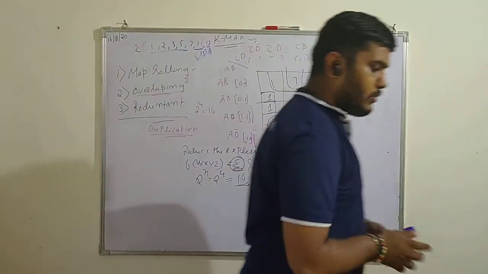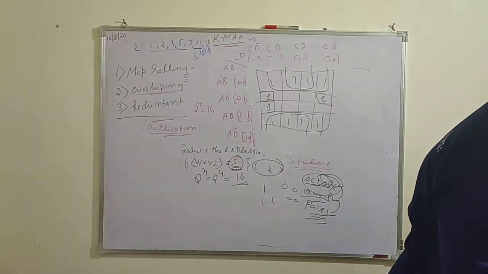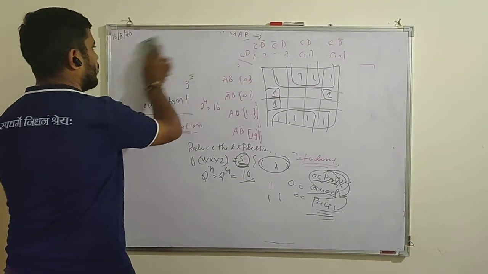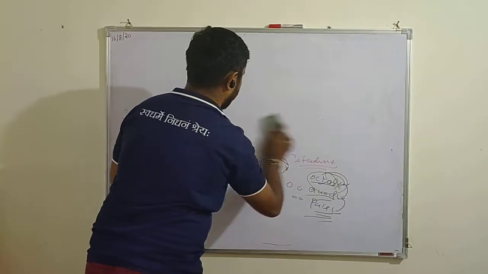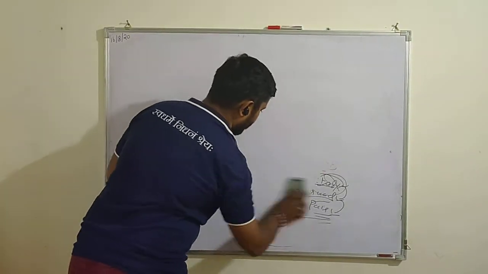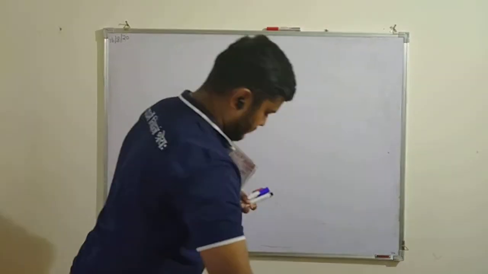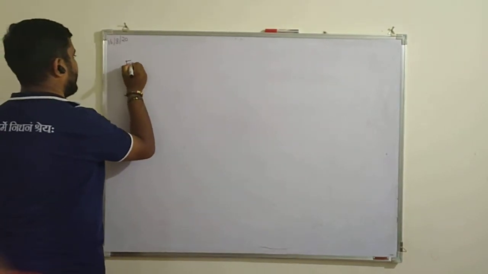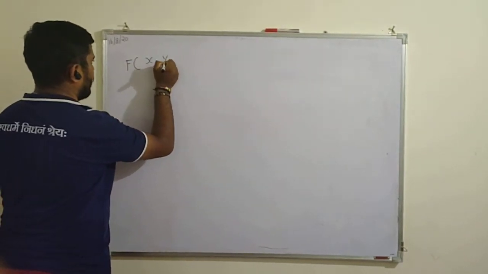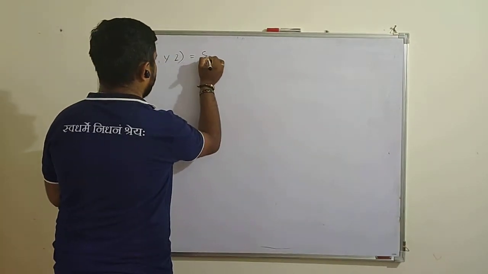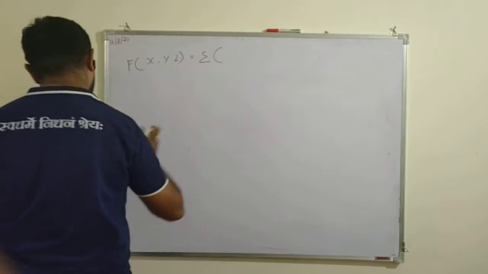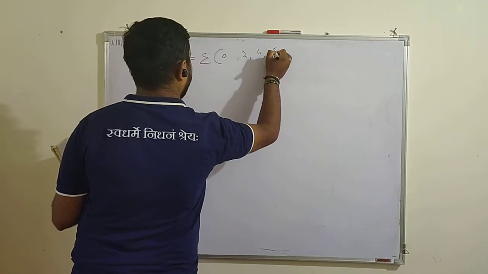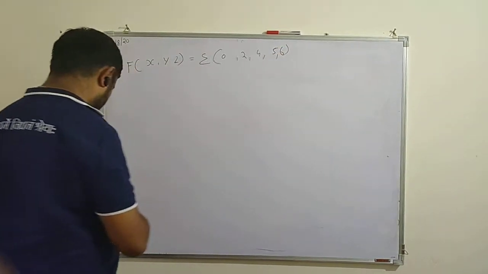So now let us work on one sum, two sums, so you can understand much better. Clear? So now I am going to work on a sum called f of x, y, z, which is equal to sigma of 0, 2, 4, 5, 6.